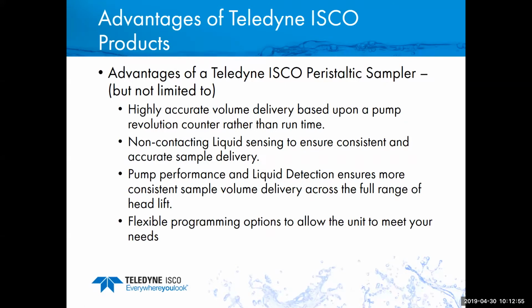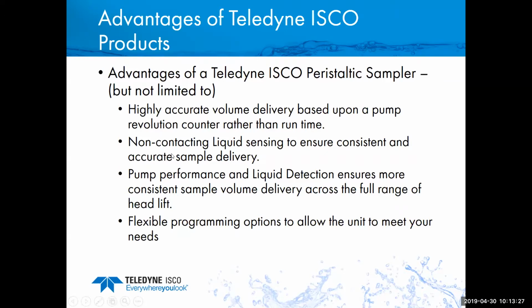So advantages of the peristaltic sampler. They are, but they're not limited to: we have highly accurate volume delivery. It's based on a pump revolution counter rather than runtime. Once the liquid hits the liquid detect sensor, then it starts counting revolutions of the pump. It knows how many revolutions it has to do to deliver different volumes. We call that pump tables.